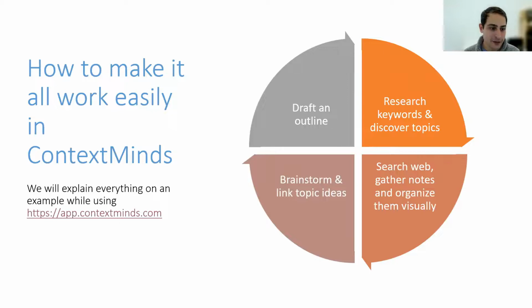But let's now go through an example where we will show all these techniques in action. Now I will be using this ContextMinds tool. There are, of course, a number of other different tools. The advantage of ContextMinds is that you can do all these things in one place, all the tasks, beginning from keyword research and ending with drafting an outline. You can do it all in one place.